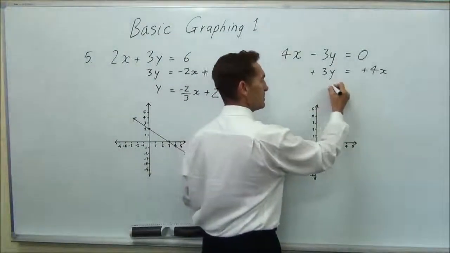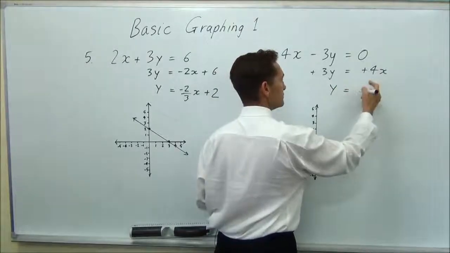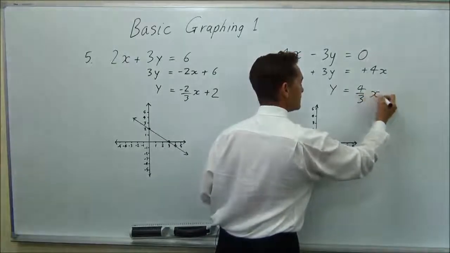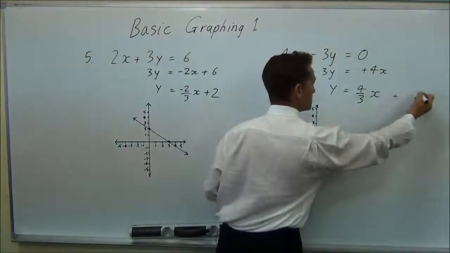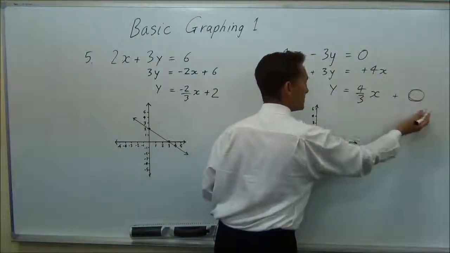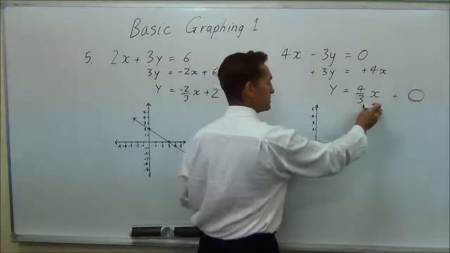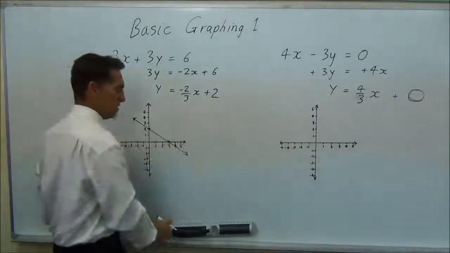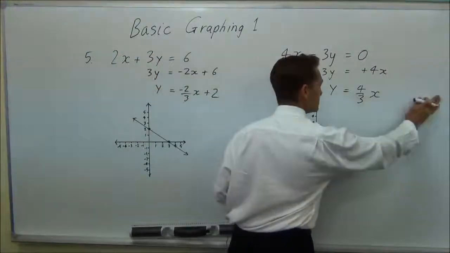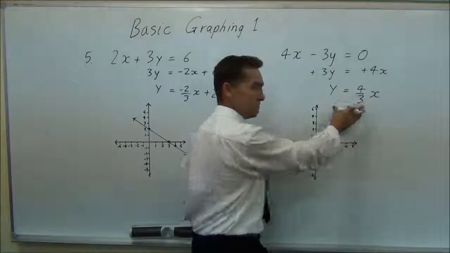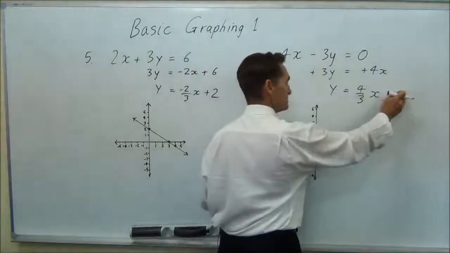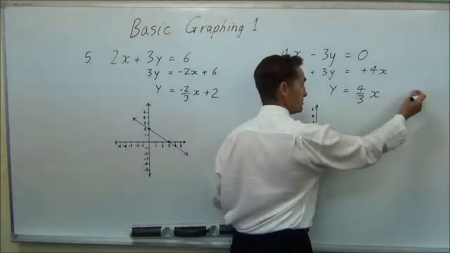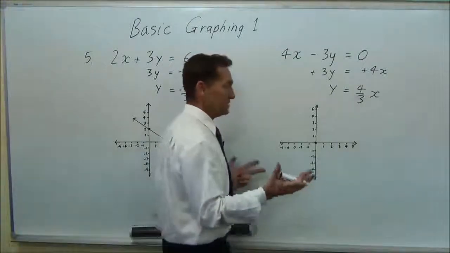And now we're going to divide by 3. So y equals 4 on 3 x plus nothing. Okay, there's nothing there. So y equals mx plus b, where b is the y-intercept. Here it was 2, and here it's nothing. So you actually don't need that. You just need to realise that if that ever occurs, that is nothing, so it must pass through 0. You can write plus 0 if it makes you happy, but you don't need to.